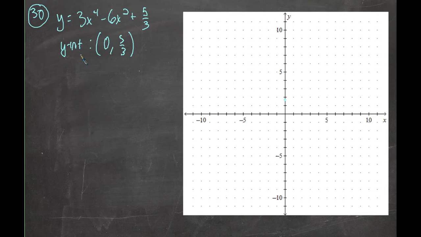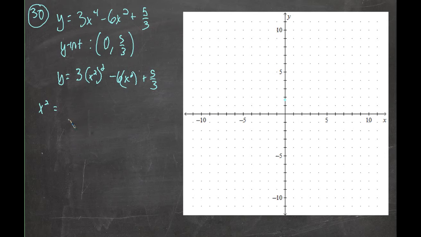And then we can move on to x-intercepts. That's a little bit trickier. But if you notice, this function is a quadratic, if you look at it this way. 3x^4 minus 6x^2 plus 5/3. There's my a, b, and c. Okay, so I can use the quadratic formula, x squared equals, so I'm solving for x squared, not x. Okay, so then I'm going to have x squared is equal to these things, and then I'll have to take the square roots of those things, right?